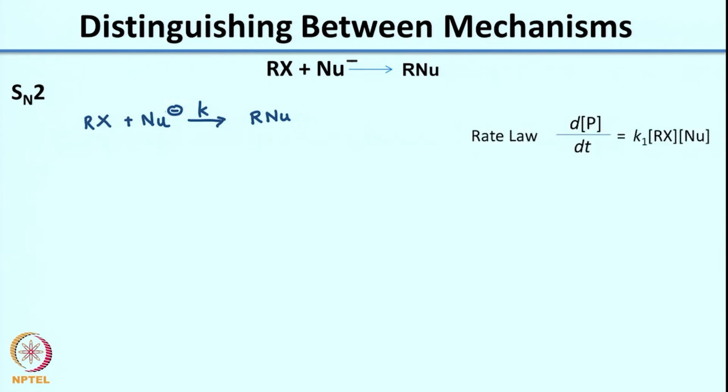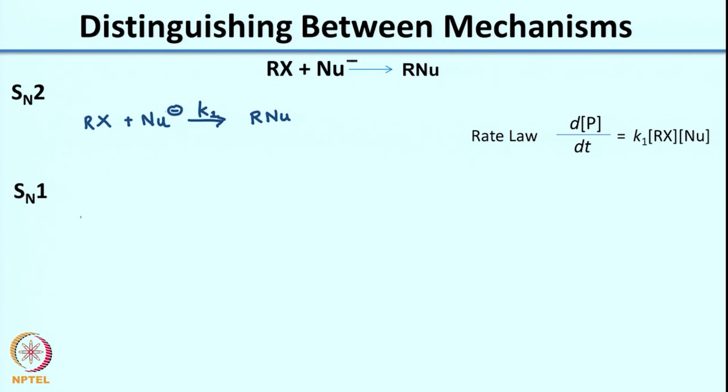This is analogous to the elementary reaction that you had seen in the generic example I had given you, where you had A plus B giving product. So based on the rate law, you can see that K1 is the rate constant for this particular transformation.